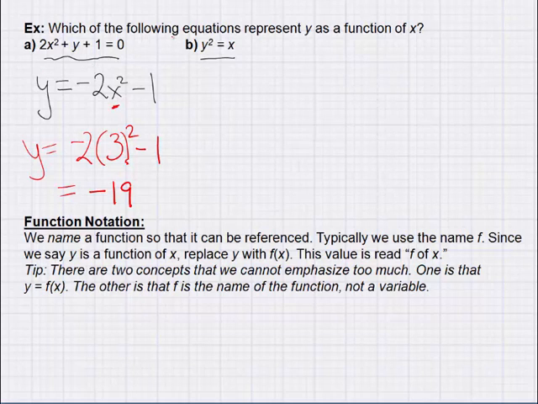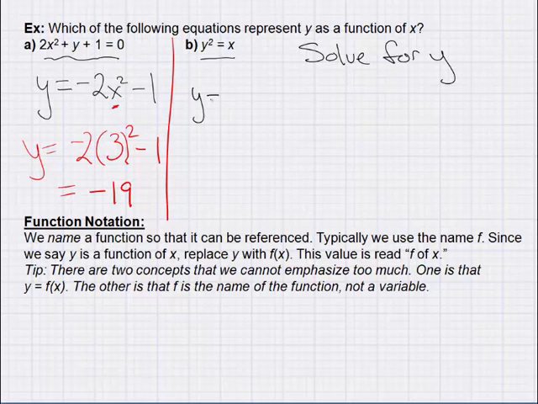Now let's look at b. If we look at b, the common question is, well, shouldn't that happen all the time? Shouldn't every equation be a function? The answer is no. If I have to solve for y first, and that's the key, I've got to get y by itself. So I've got to get rid of the square. How do I get rid of the square? I have to take the square root. So if I look at this, that means y equals the square root of x.